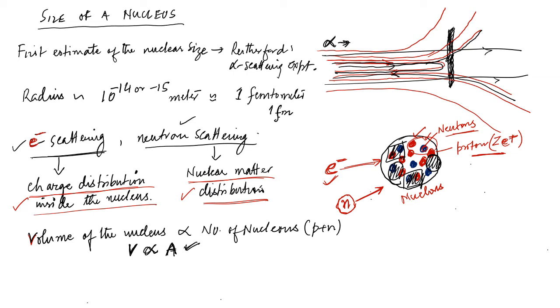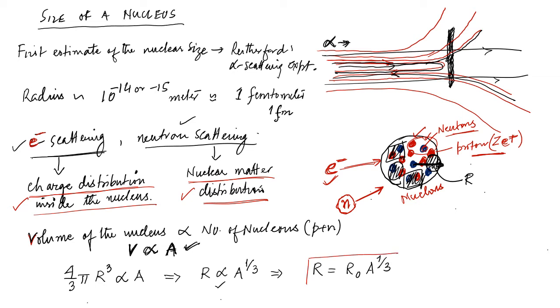Because we are supposing the nucleus to be a spherical system, V will be 4/3 pi R cube, if R is its radius. So (4/3) pi R cube is proportional to A, which implies R is proportional to A to the power 1/3. If you remove the proportionality constant, this is the famous expression R equals R naught A to the power 1/3.